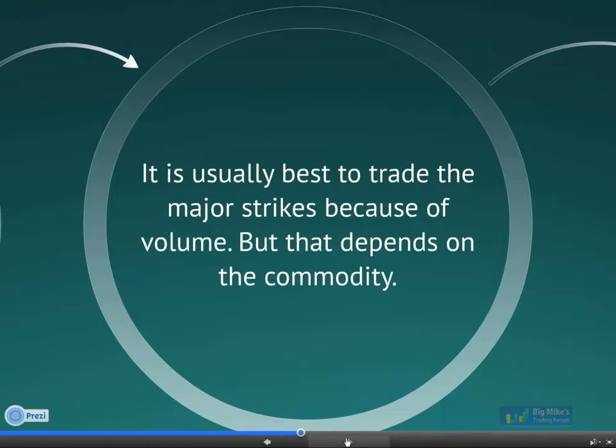It is usually best to trade the major strikes of options because of volume. But again, that depends on the commodity. On ES options, you could trade any strike because there's so much volume in the whole complex. But with a lot of other commodities, that's not really a good idea.